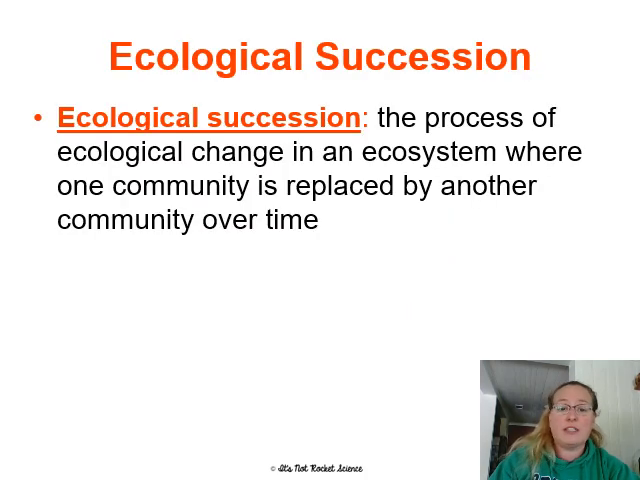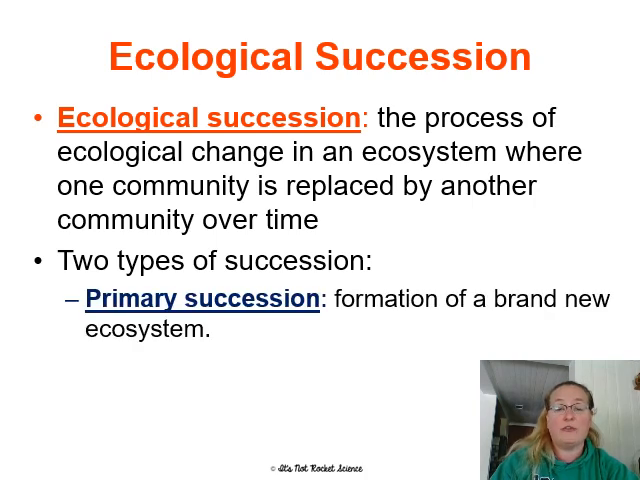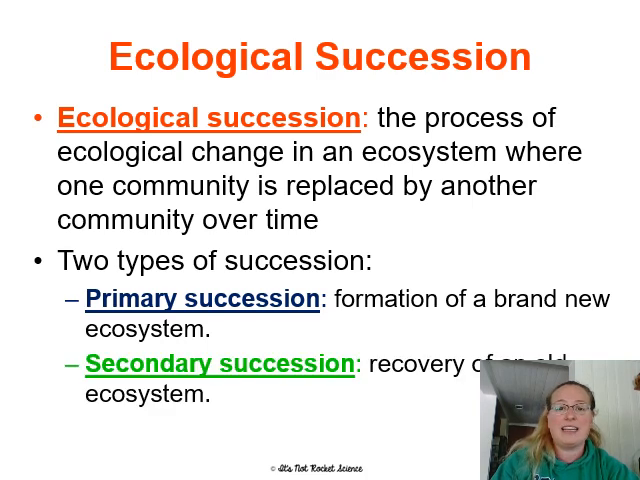Okay, ecological succession. It's the process of ecological change in an ecosystem where one community is replaced by another community over time. There are two kinds. The first one is primary succession. The word primary usually means first, and that's the formation of a brand new ecosystem. So there was nothing there before. The second kind is secondary succession, and that is the recovery of a previous ecosystem. We'll explain what we mean by that in just a second.